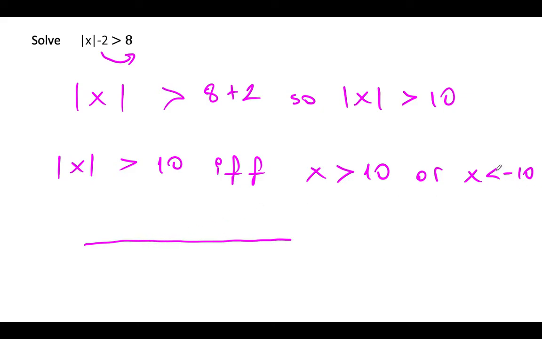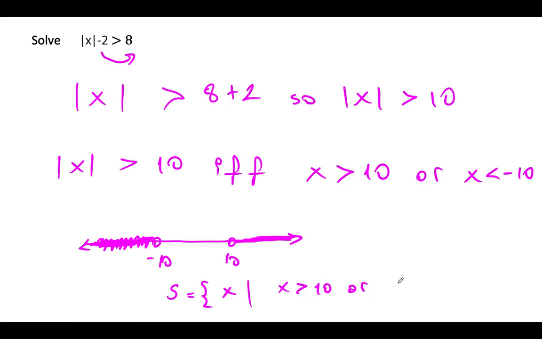Negative 10, first of all, it is only less, so it will be open. Negative 10 is here. So the numbers which are less than negative 10, all the numbers are here, less than negative 10, so I can show it like that. And then the numbers greater than 10, all the numbers are here. So this is our solution, okay? Or you can say the solution set is x such that x is greater than 10 or x is less than negative 10. Whatever you take here, it's a solution.